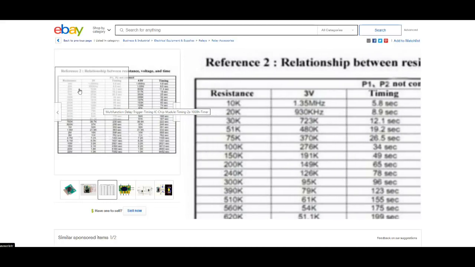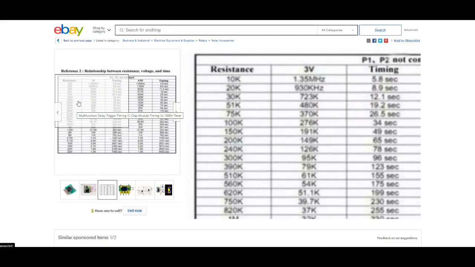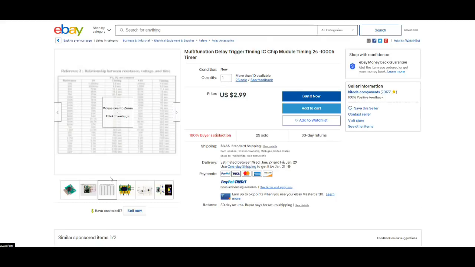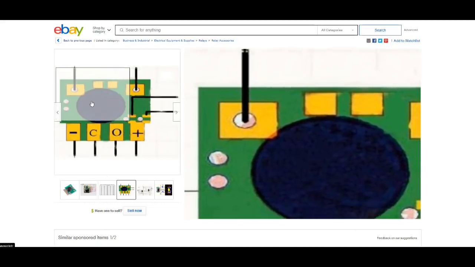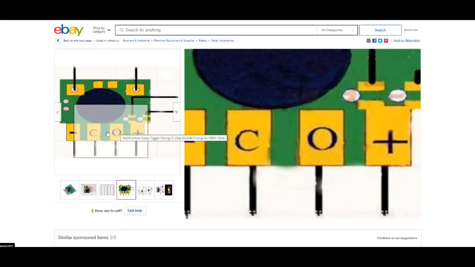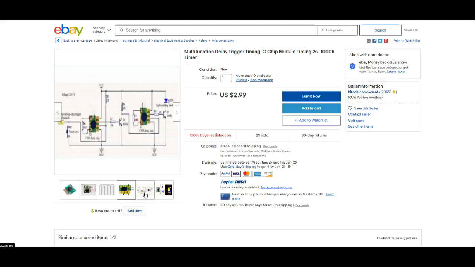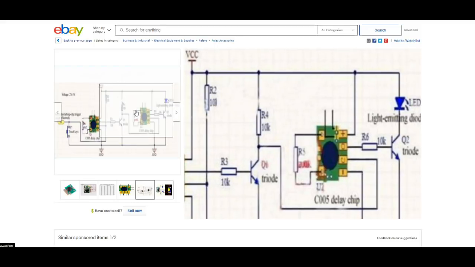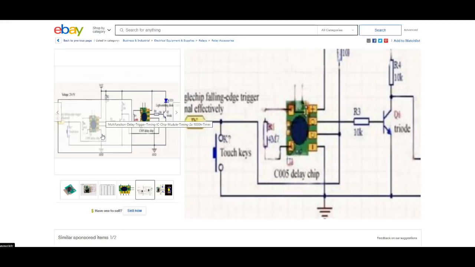So let's say we put a 100K resistor in there. It's going to give us a 30-second delay. So that's not too bad. And then we have a better diagram here, which gives us a little bit more information. We have plus, output, C, which is the trigger, and minus. And then we actually have a bit of a circuit diagram kind of showing us what's going on.